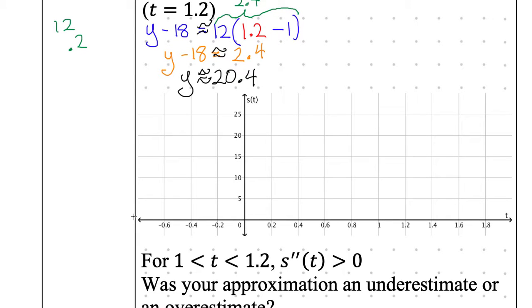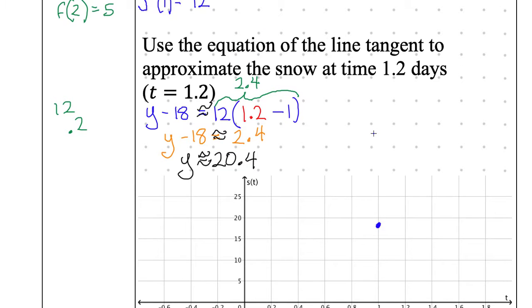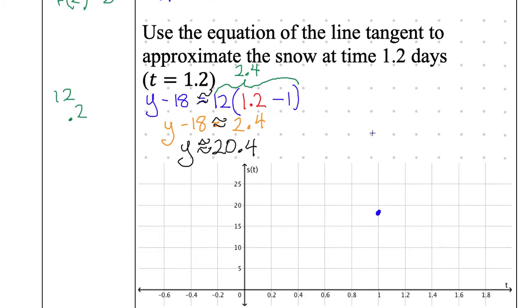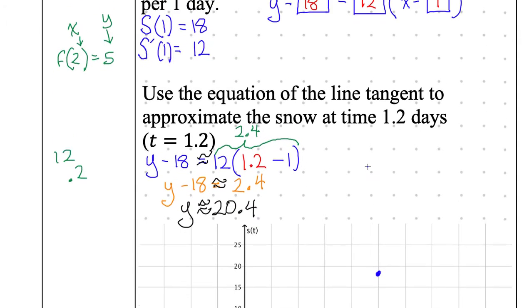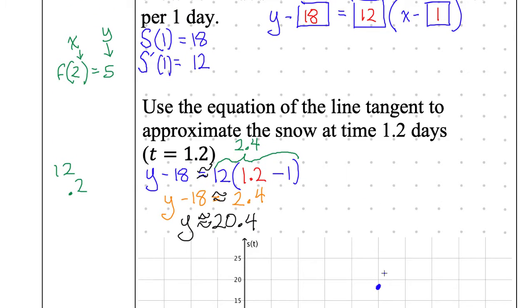So in terms of a graph, we don't know exactly what's happening, but we know at time equal to 1, it's 18. It comes up here to 18, so go ahead and make a point up here at 18, which is right about there. And we also know that we have a positive slope at that point. Why do I know that?